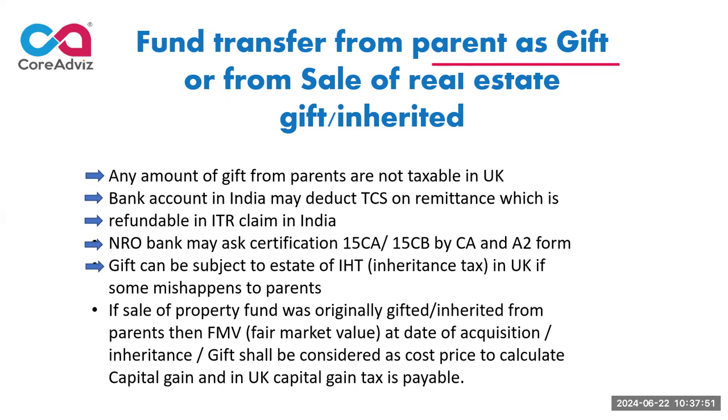Okay, if you are selling a property that was gifted to you or inherited from your parents, the cost price of the property would be the fair market value on the date of gift or on the date of inheritance. So for example, in 2002 you received a property from your parents as an inheritance or gift, and in 2024 you are selling. Let's suppose the fair market value then was 2 lakhs. That would be your cost, and you are selling at 10 lakhs. So 8 lakhs would be profit, and that 8 lakhs profit would be taxable in UK. Hope I have explained this scenario.